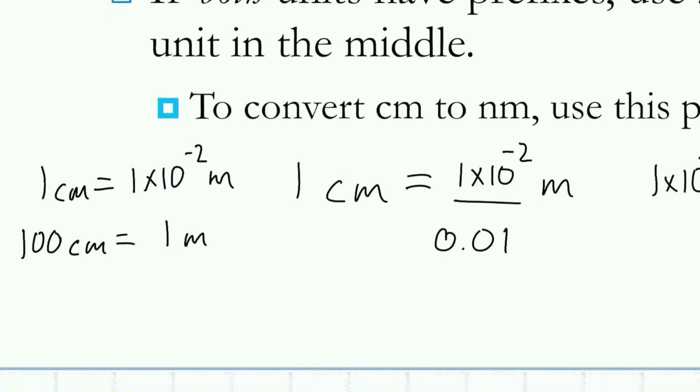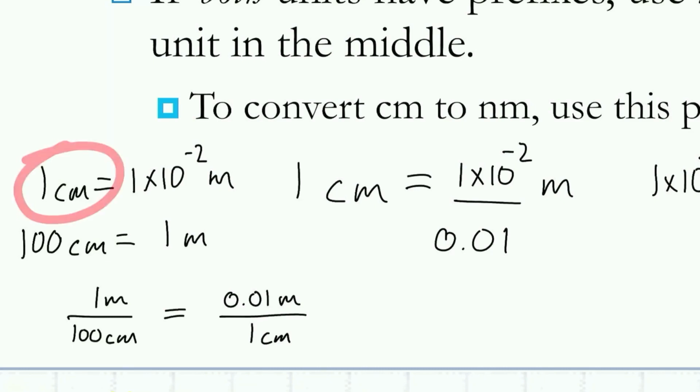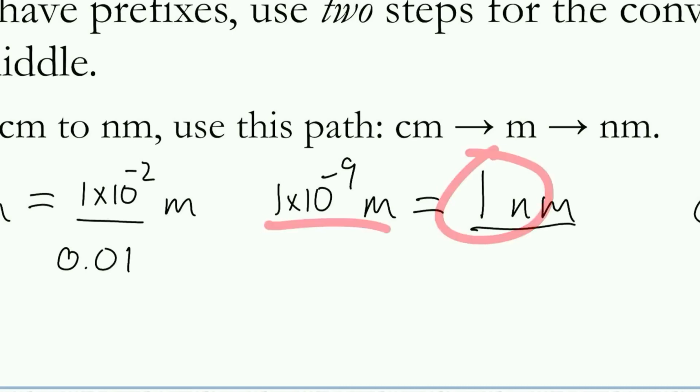Because if this is 1 meter over 100 centimeters, if we actually type that into the calculator, it will reduce down to 0.01 meters per 1 centimeter. There's kind of two ways that you can write this. If you're using the metric conversion table, though, they're always going to be written where the prefix is 1, so 1 centimeter, and then it'll tell you that 1 centimeter is 10 to the negative 2 meters. Or 1 nanometer is 1 times 10 to the negative 9 meters.